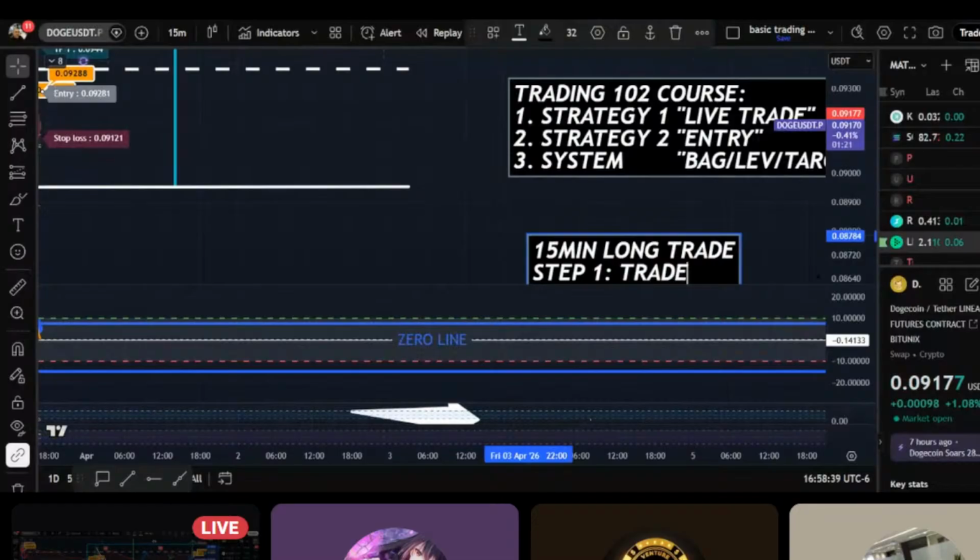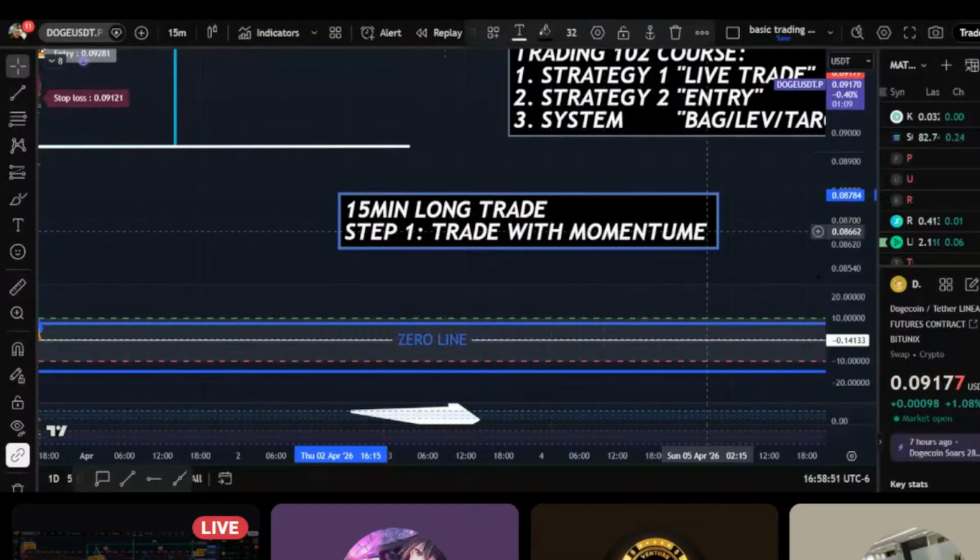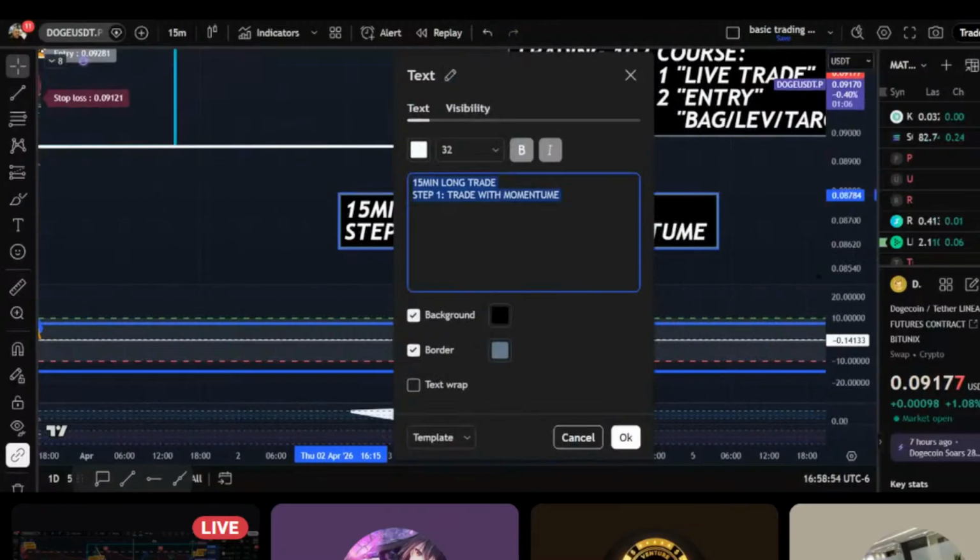You want to trade with momentum. That would be something that most people would say, all right, I want to trade with momentum. Or they'll say the sentiment, which is when people say I'm trading with the sentiment, which is what the people think, where people are showing interest in a trade. So you want to trade with momentum and sentiment. So that's the first part.